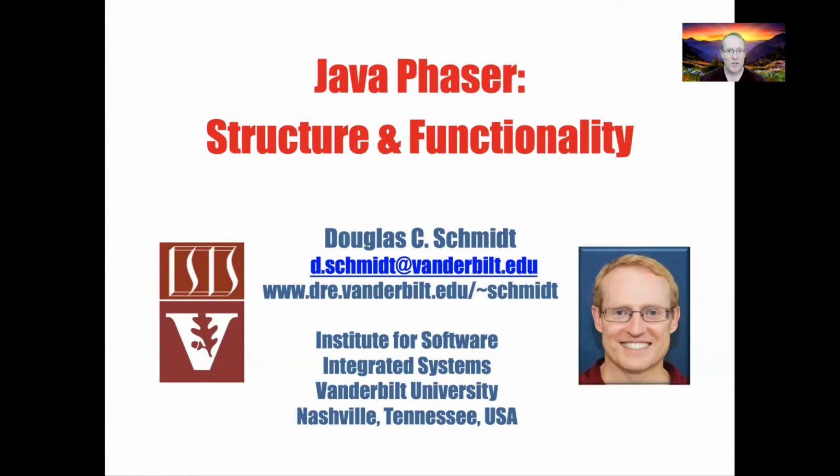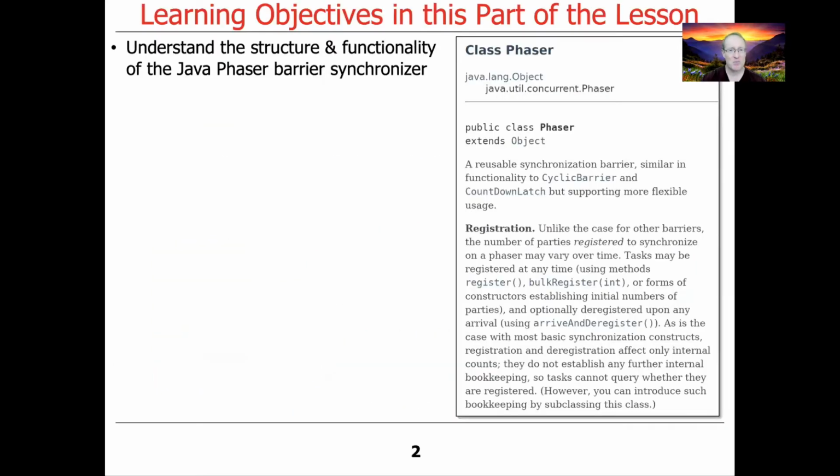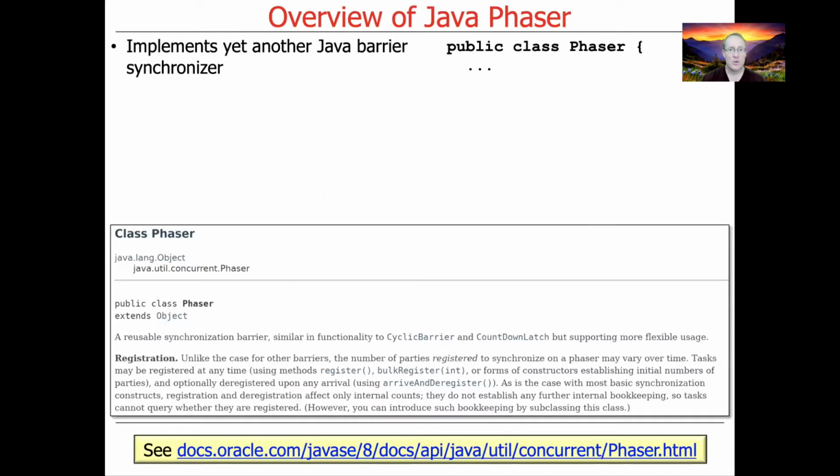So now that we've talked about Java countdown latch and Java cyclic barrier, it's time to turn our attention to the third and final type of Java barrier synchronizer, which is called the phaser. And so in this lesson, we're going to talk about initially the structure and functionality of the Java phaser. So Java phasers are yet another implementation of a barrier synchronizer.